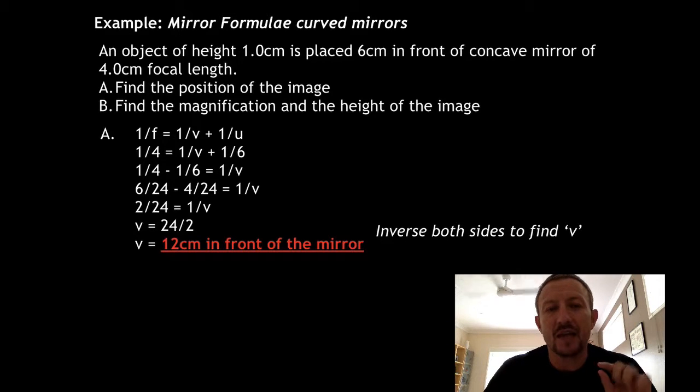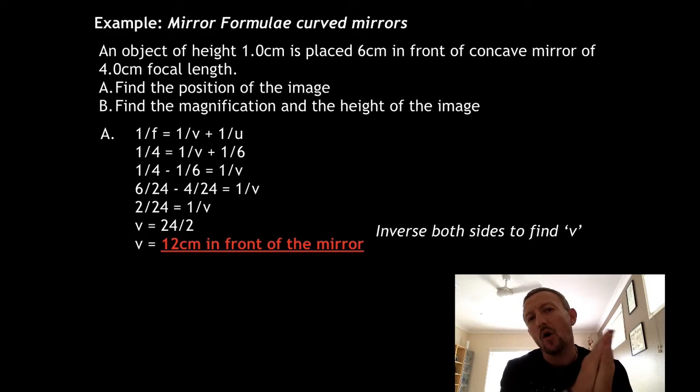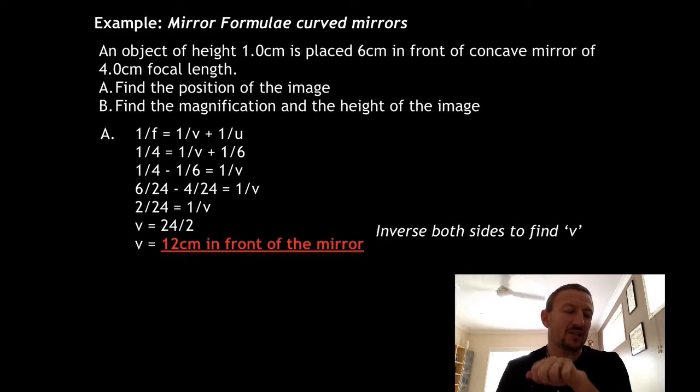Now note that the value there is a positive. Because it's a positive, i.e. there's no negative sign in front of it, it means it's a real image. So it's going to be on the same side of the mirror. So we'll be able to put a screen there and actually get an actual image.